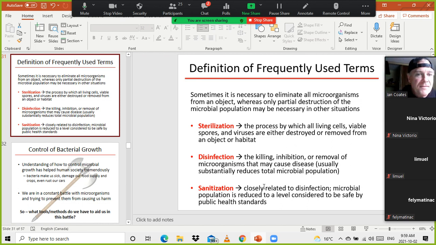Disinfection. And I'm going to read these because they're different, okay? The killing, inhibition, or removal of microorganisms that may cause disease, usually substantially reducing the total microbial population. Okay? So this is a little different. It's a little less of a stringent measure than sterilization. Sanitization.